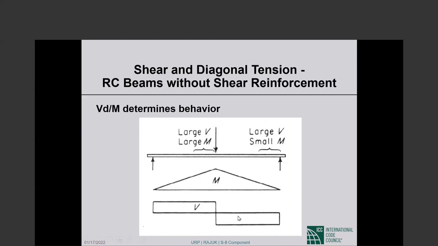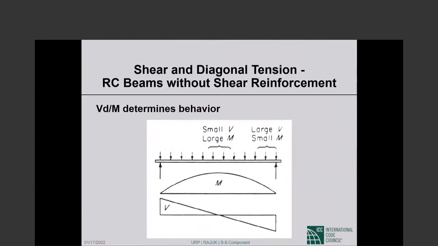Now, in a beam as shown in the picture, simply supported, this is the bending moment diagram. This is the shear diagram. At this location, the shear is large, the bending is large. Both the moment and the shear are large. At this section, we have large shear, very small bending. So it tells you about what kind of a ratio, V D over M, we are looking at as we go along the beam.